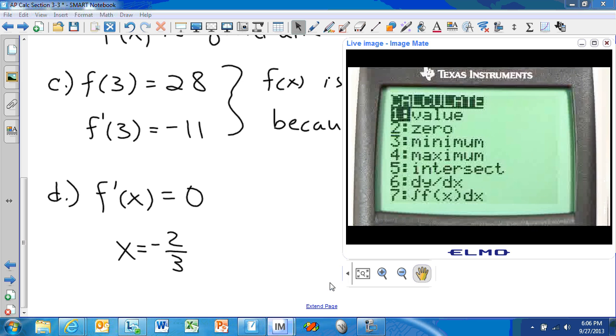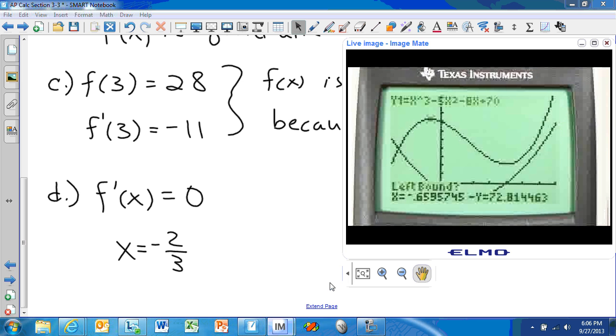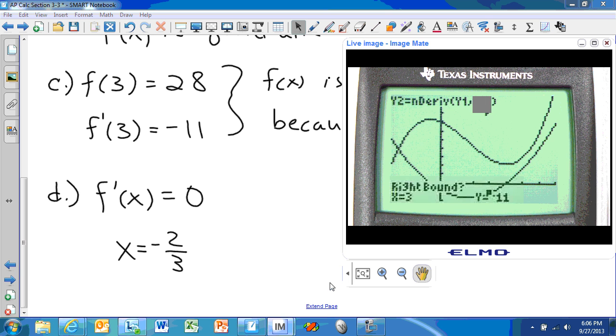So second calc, and we'll calculate another 0. Make sure you jump down to y2. We'll give it a left bound. Again, this time it looks like the solution's somewhere around 4. So let's give it a left bound of 3, a right bound of 5, and we'll give it a guess of 4. And we'll let it crunch its solution there.